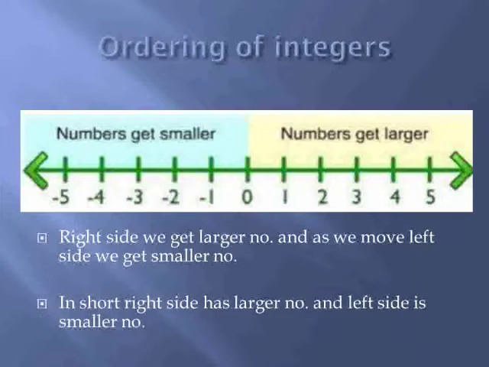Ordering of integers. Ordering of integers means on the right side we get the larger number, and as we move to the left side we get the smaller number. As we move right we get 1, 2, 3, 4, meaning the numbers are increasing because these are positive numbers. As we move to the left, 0, minus 1, minus 2, minus 3, minus 4, minus 5, these numbers are getting smaller, they are decreasing. In short, the right side has the larger number and the left side the smaller number.